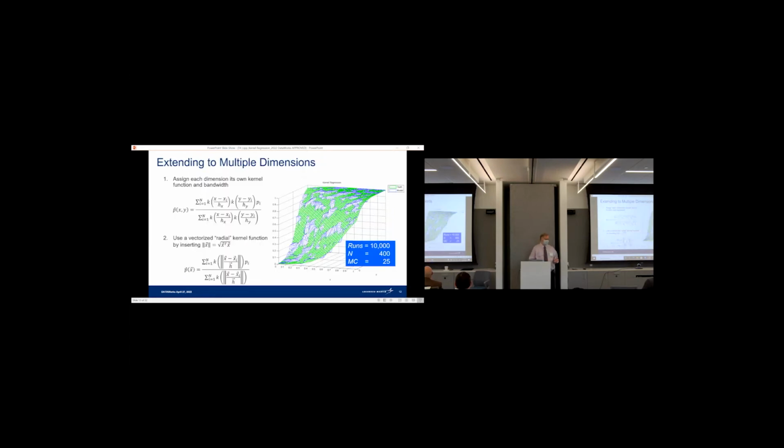It extends to 2 dimensions. You have choices. You can do separate kernel functions for each dimension and a separate bandwidth for each dimension. Or you can take a vector approach. Use one kernel function, but do something like your Euclidean metric. You still end up with a bandwidth for each dimension that you have to divide by. But you can do a surface fit like I've shown there to the right.